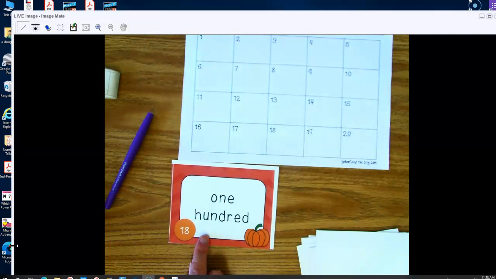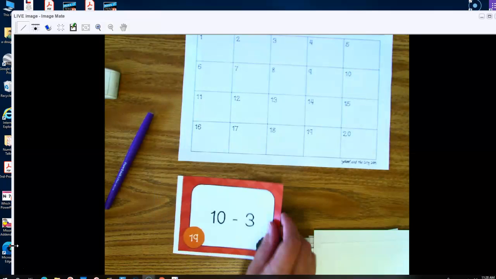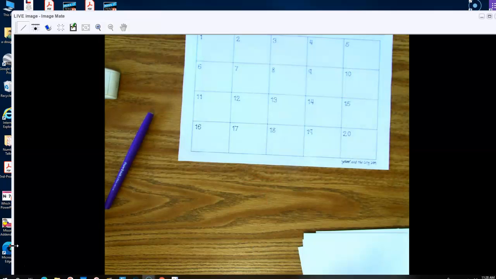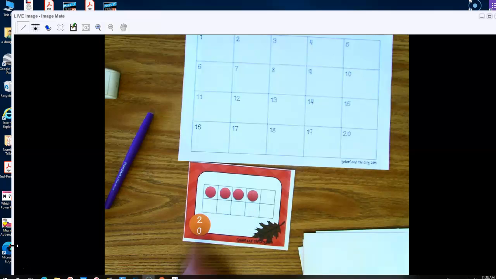18, 100. That's 1, 0, 0. Zero's in the 1 spot. A 0, remember, is an even number because it's a multiple of 10, and 10 is even. So 18 is even. If it ends in 0, it's even. 10 take away 3 is 7. 7 is an odd number, so 19 is odd. And last one, 20. 4 is an even number. We can make pairs, so 20 is even.